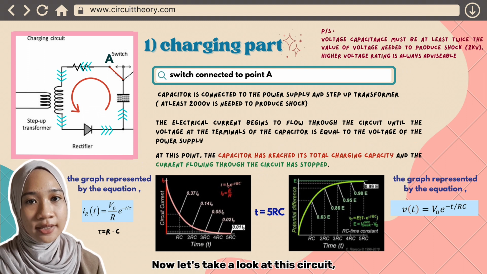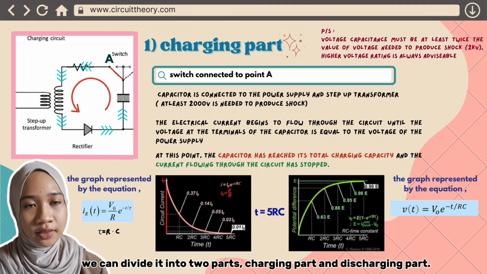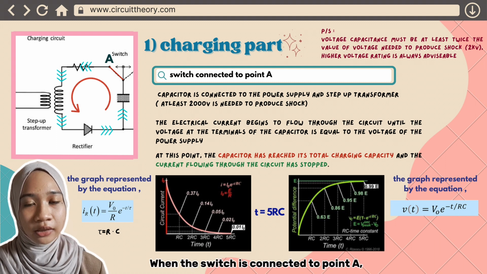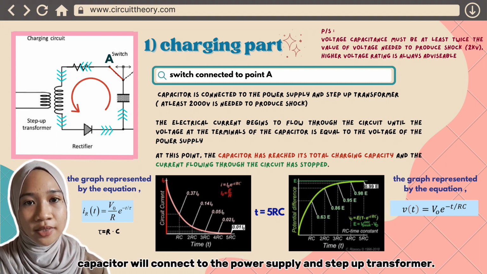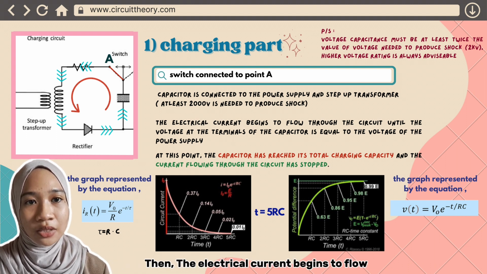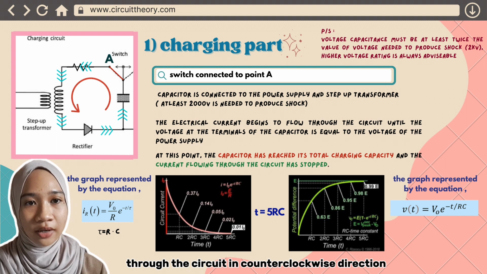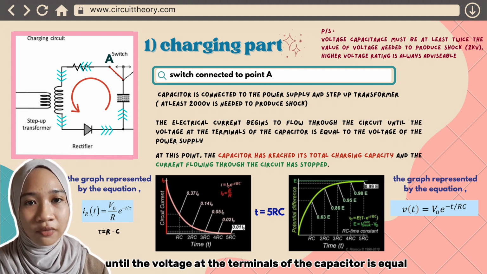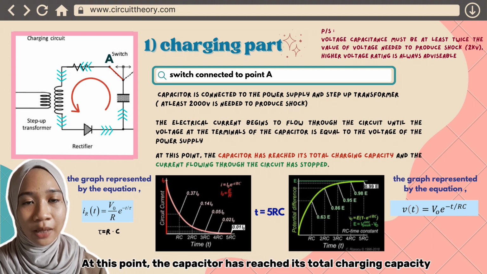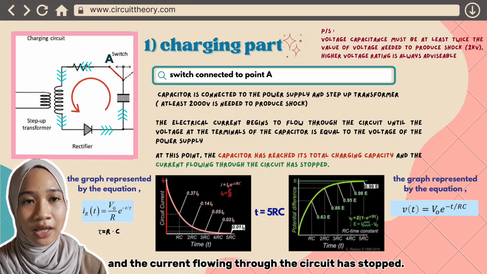Now, let's take a look at the circuit. We can divide it into two parts, charging part and discharging part. First of all, the charging part. When the switch is connected to point A, capacitor will connect to the power supply and step-up transformer. Note that at least 2000 volt is needed to produce a shock. Then the electrical current begins to flow through the circuit in counterclockwise direction until the voltage at the terminals of the capacitor is equal to the voltage of the power supply. At this point, the capacitor has reached its total charging capacity and the current flowing through the circuit has stopped.